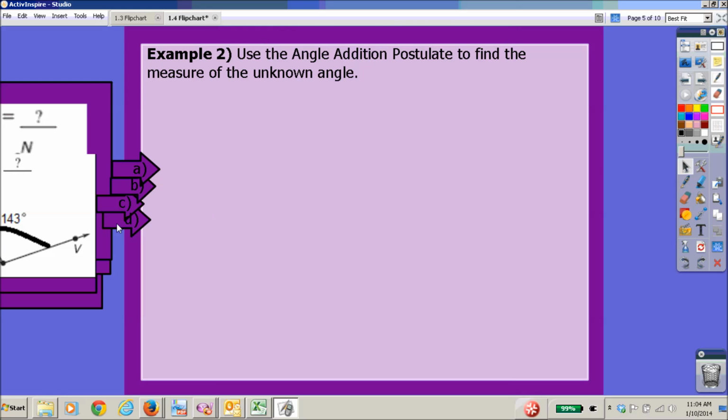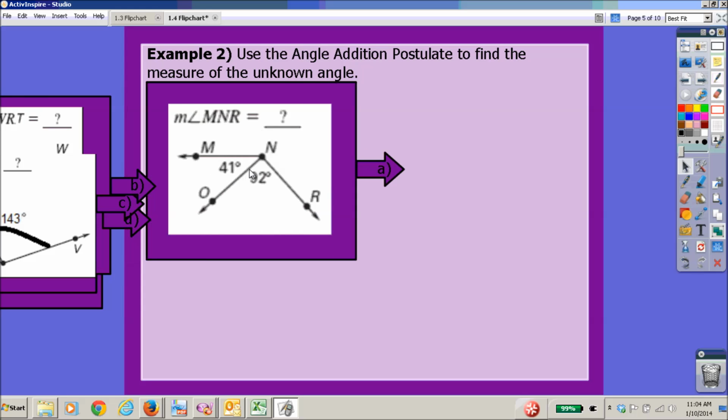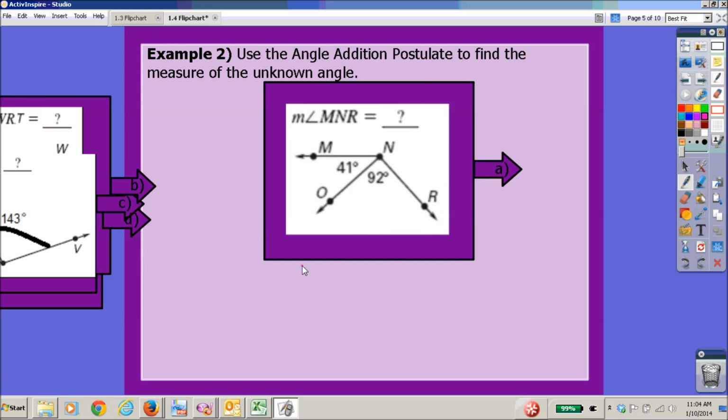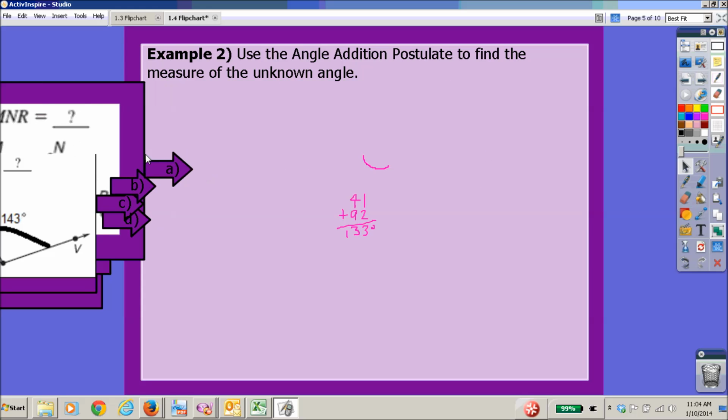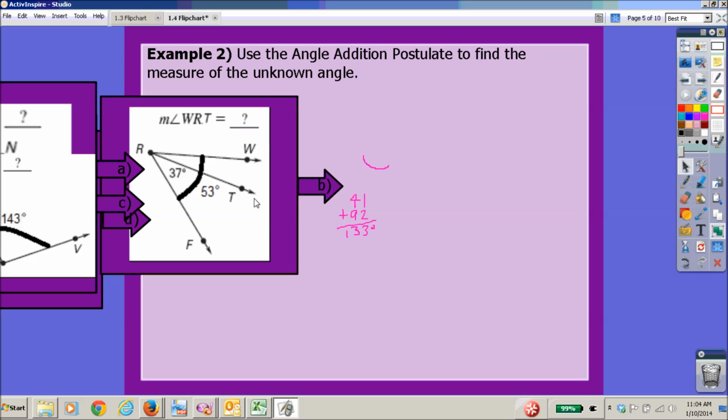All right, so let's look at a couple problems that deal with the angle addition postulate. Here's my first one. It says if the measure of angle MNO is 41 and the measure of angle RNO is 92, they want to know the measure of MNR. If you look at my picture, MNR is this big angle. The big angle is made up of MNO and RNO. So if I add them together, that angle is 133 degrees. That is what the postulate is saying. Let's take a look at another one while I remove my annotations.